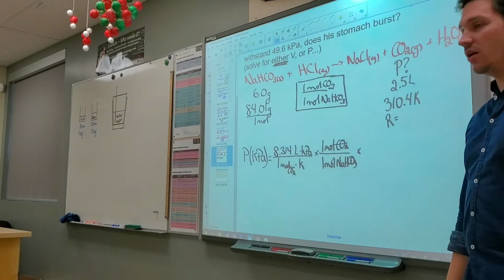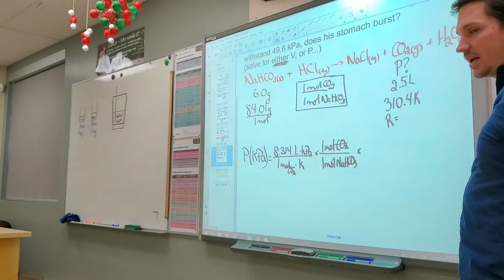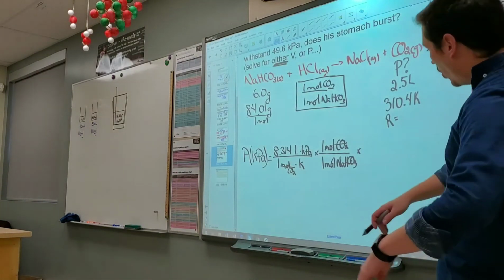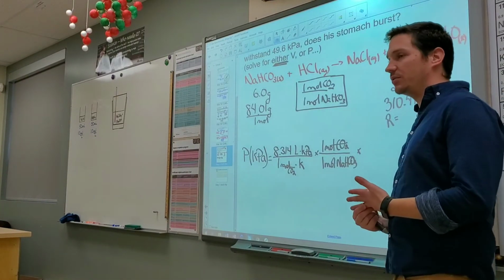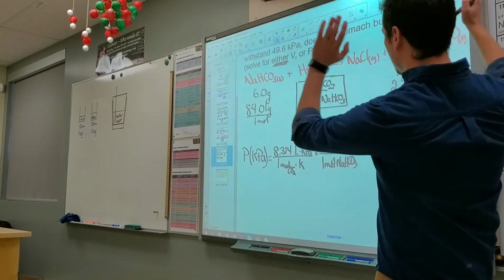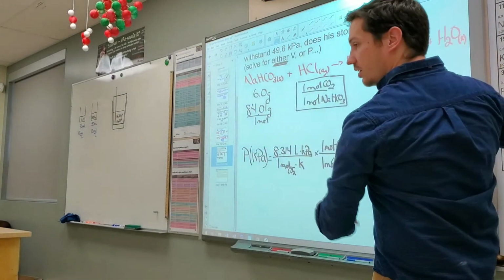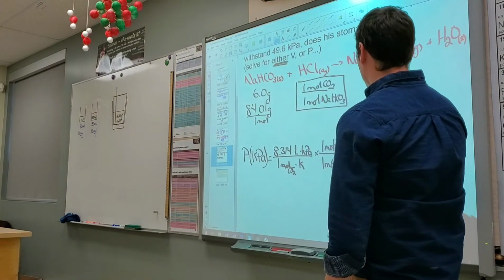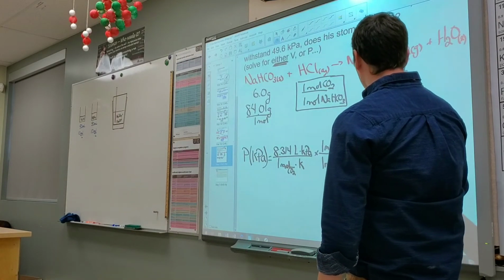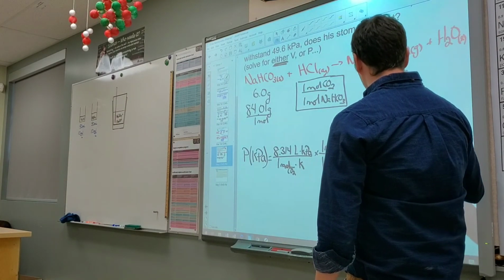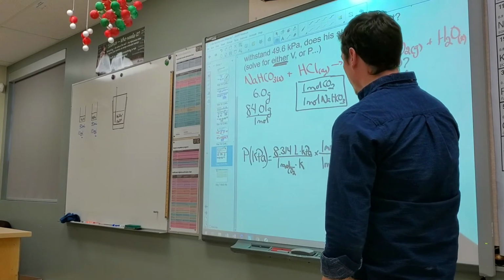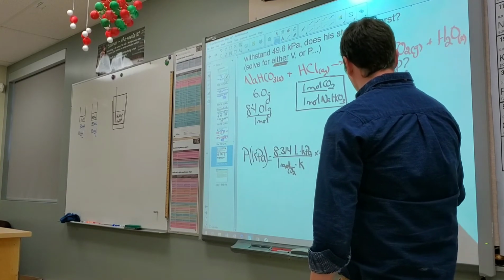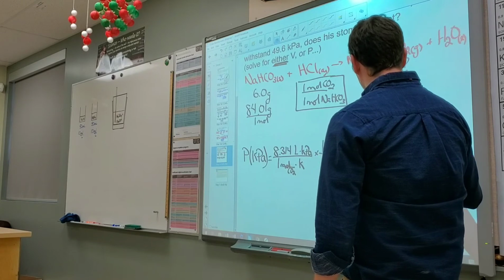Now what do I have to get rid of? Moles of sodium hydrogen carbonate. Do you see anywhere else moles of sodium hydrogen carbonate? Yes, in our molar mass. 1 mole of sodium hydrogen carbonate is 84.01 grams of sodium hydrogen carbonate.